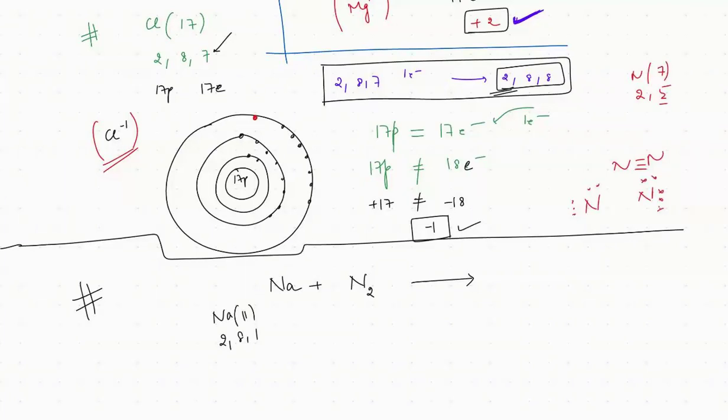Now, what is going to happen? Obviously, this N needs 3 electrons. So these 3 electrons will come here, and these 3 electrons will also come here. You would have 1, 2, 3, 4, 5. Another N will have 1, 2, 3, 4, 5. So this is going to make the bond, and this is also going to make the bond, right? So this is going to be a triple bond.